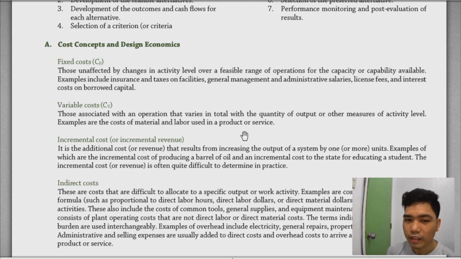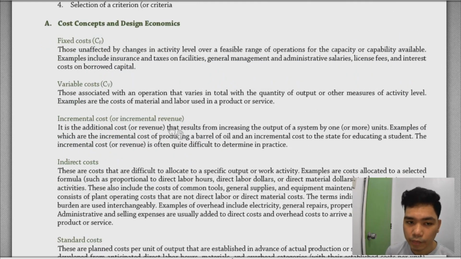So the basic idea here is that if you think that the cost per product is actually changing, then that should be a variable cost rather than a fixed cost, which is usually encountered with salaries and license fees. Now, incremental cost, based on this definition, is the additional cost or revenue that results from increasing the output of a system by one or more units.